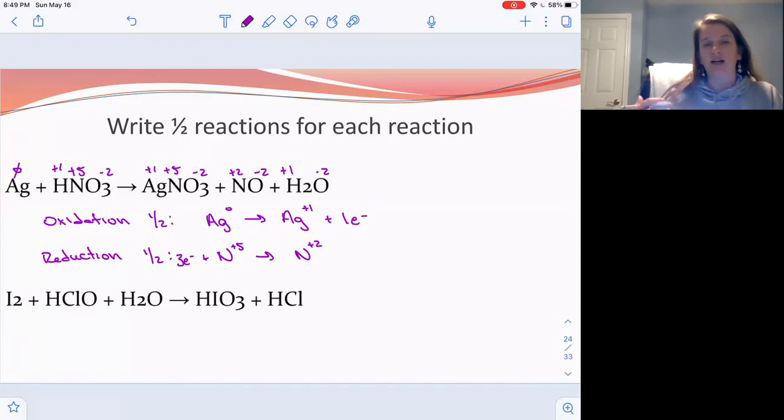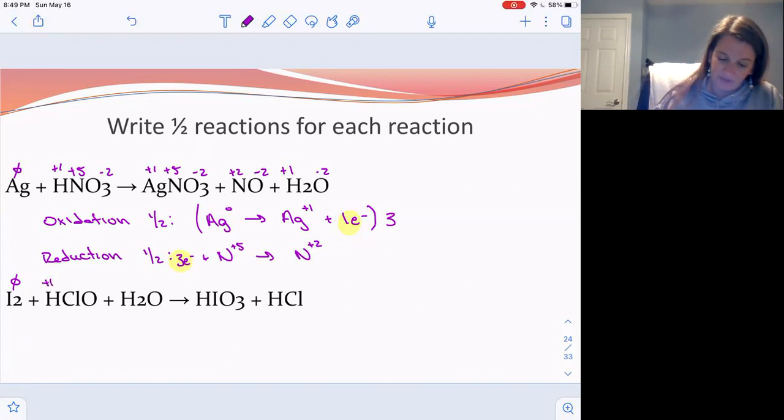Now notice oxidation is losing electrons. That's why those electrons are always over here on the product side. Reduction is always gaining electrons. That's why the electrons are over there on the reactant side. So which reaction are we going to have to multiply, and by how many? We're going to have to multiply that oxidation half reaction by 3 in order to get 3 electrons total being transferred.